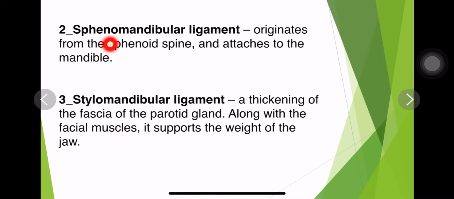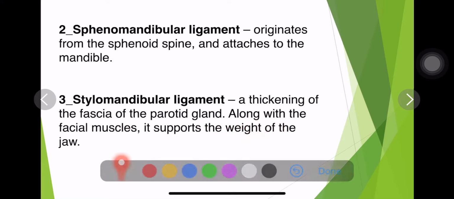The second is the sphenomandibular ligament, which originates from the sphenoid spine and attaches to the mandible. The third is the stylomandibular ligament, a thickening of the fascia of the parotid gland along with the facial muscles. It supports the weight of the jaw.